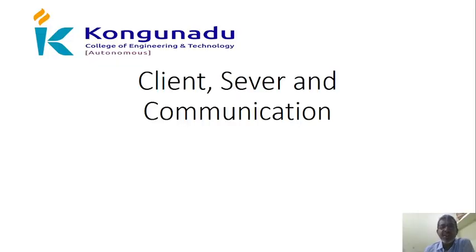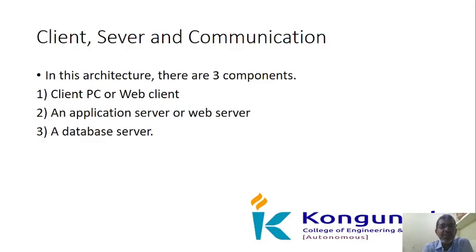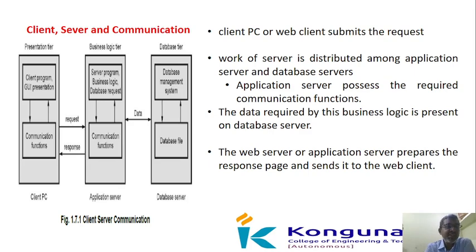Normally, how is the communication done between the client and the server? There is an architecture for it. There are three components present in the client server communication. First is the client PC or web client. Next is the application server or web server. Then another one is the database server. In this diagram, you can easily understand the client server communication. The first one is the presentation layer, that is the client PC. Another one is the database server. In between we have the application server.